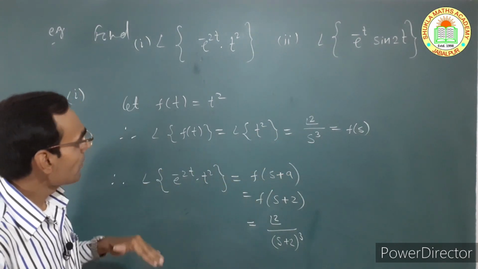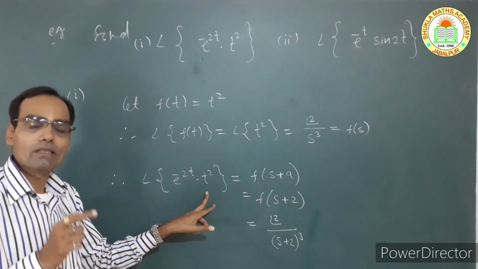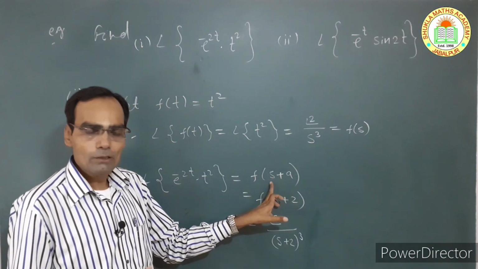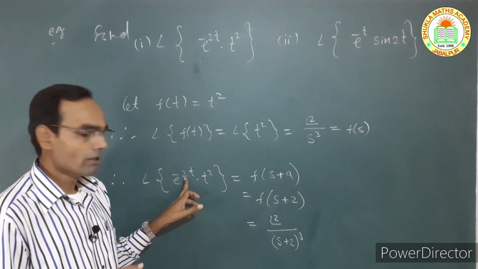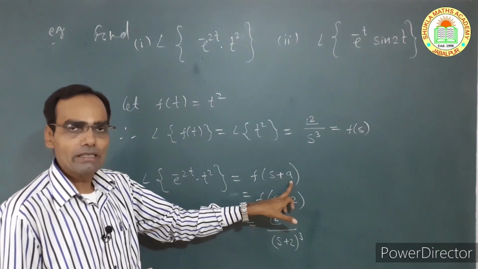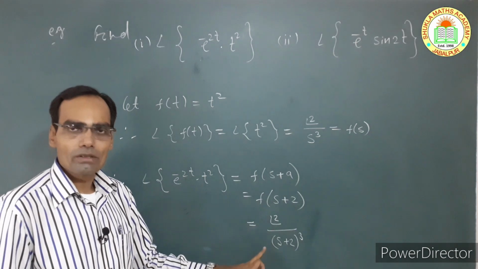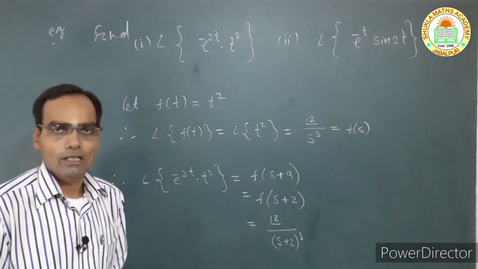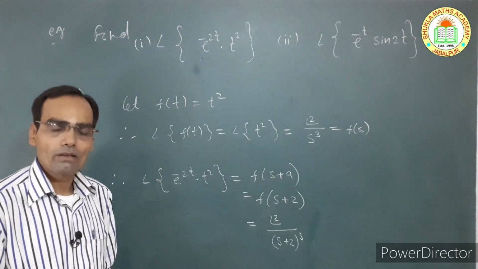After that we find the Laplace transform of e raised to minus 2t into t square with the help of the first shifting property, by replacing s by s plus a in our F(s). Because our a is negative, in F(s) we replace s by s plus 2. So we get factorial 2 upon (s plus 2) whole cube. That is our required Laplace transform of the function e raised to minus 2t into t square by using the first shifting property.